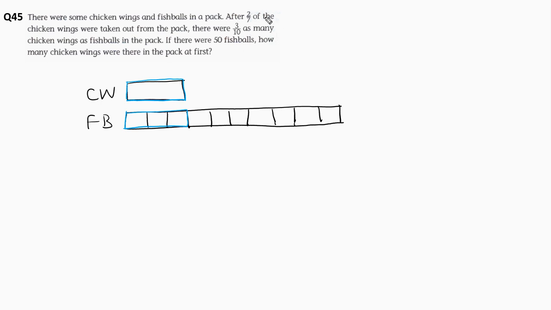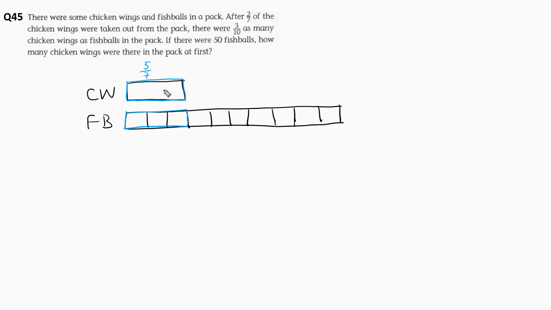Right, now what? I could divide these up, but I'm not going to because I've noticed something else: the chicken wings are not going to be divided into these parts. What does this part mean? It says after 2/7 of the chicken wings were taken out of the pack. So this bit must be 5/7. That's what's left.